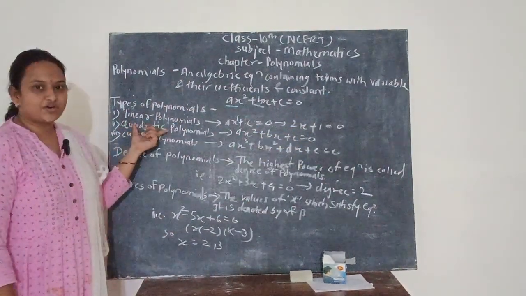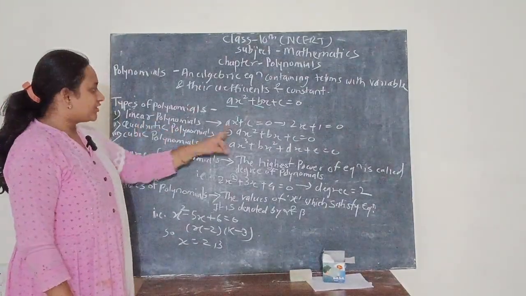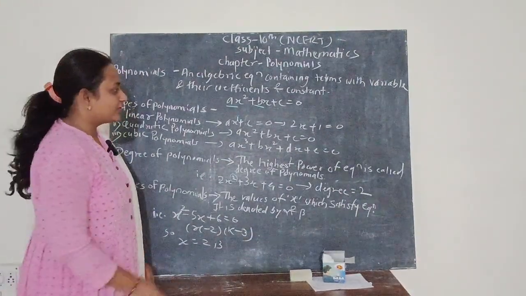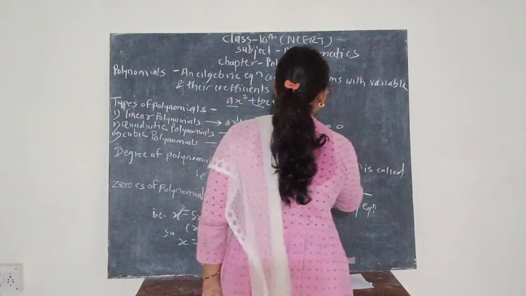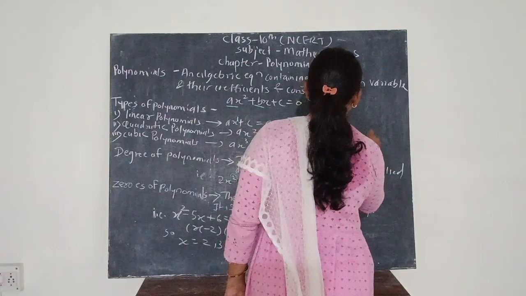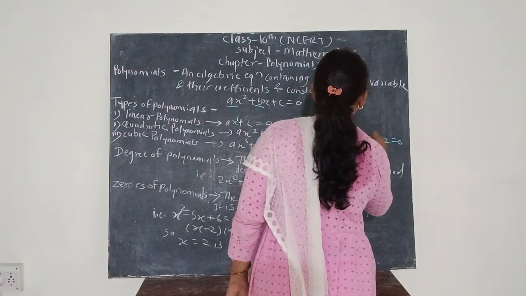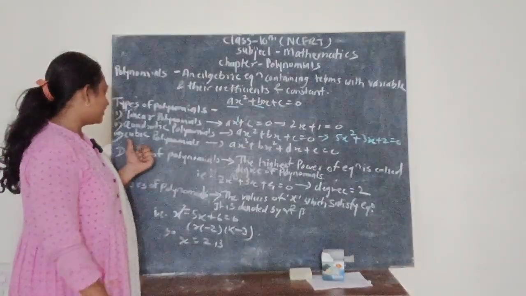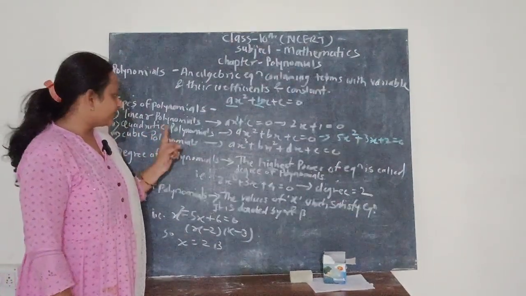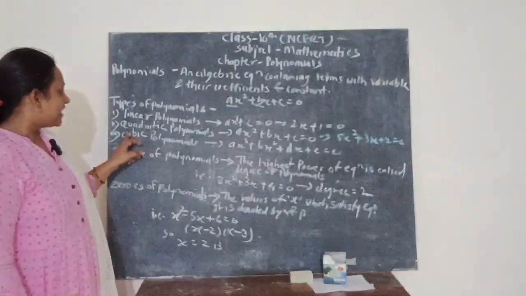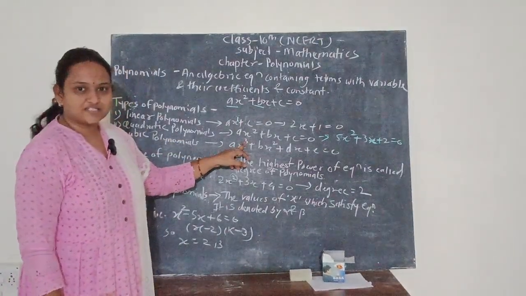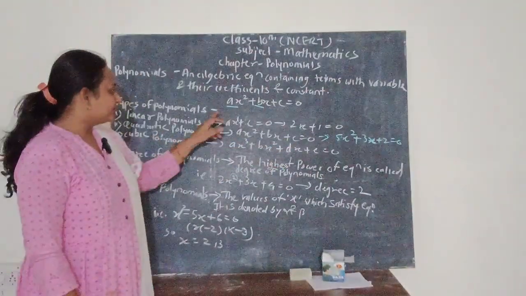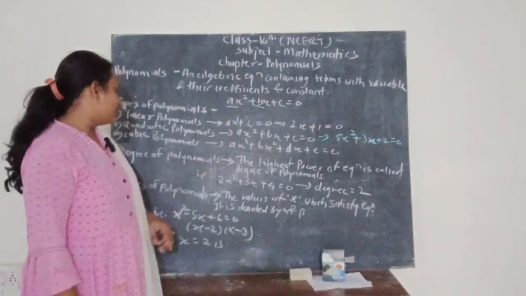Second is quadratic polynomial. A polynomial which has highest power 2 is known as a quadratic polynomial. We can write here 5x square plus 3x plus 2 is equal to 0. Such a polynomial is known as a quadratic polynomial. Next one is cubic polynomial. What does it mean? A polynomial which has highest power 3 is known as a cubic polynomial. So this is a very simple concept to understand.